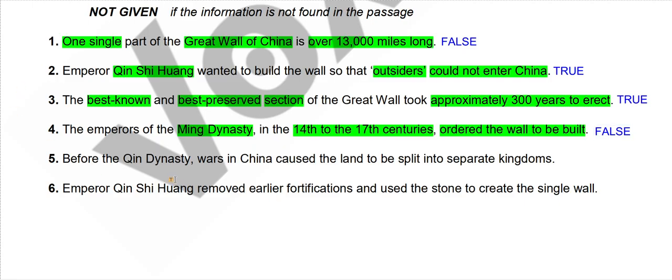Before the Qin dynasty, wars in China caused the land to be split into separate kingdoms. So the answer will be true when China was split into separate kingdoms because of wars. So there were small kingdoms, small independent states in one particular big land. Okay, so we will say true.